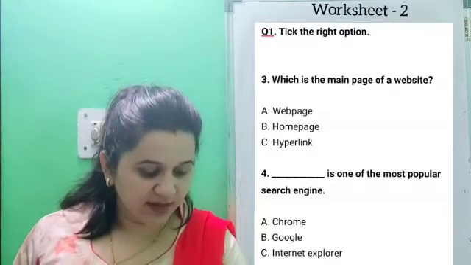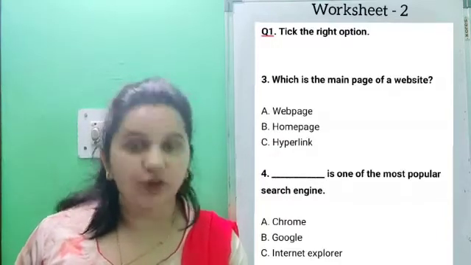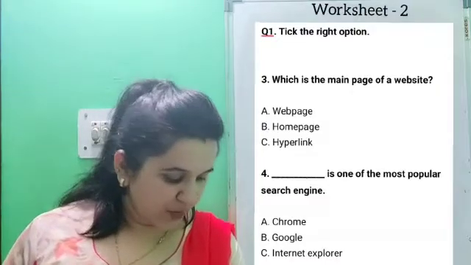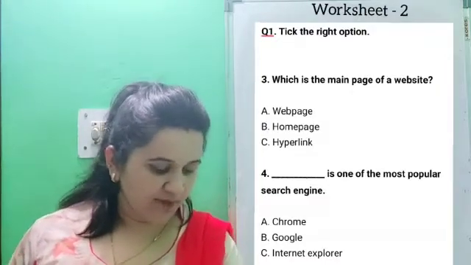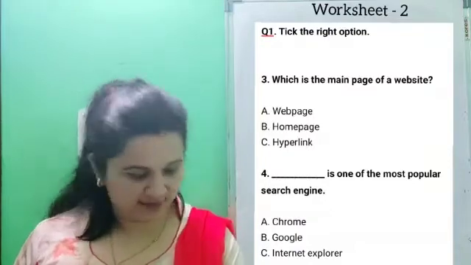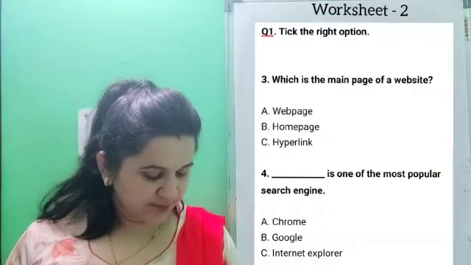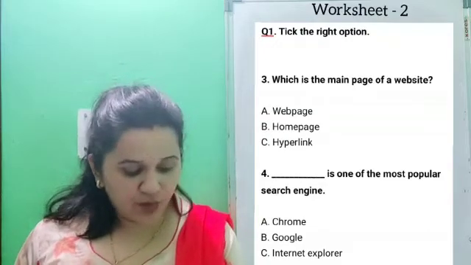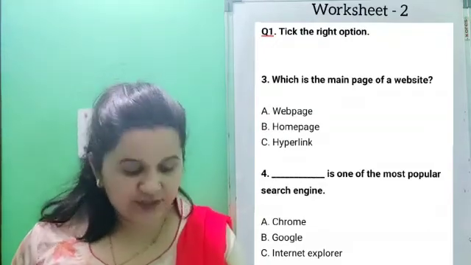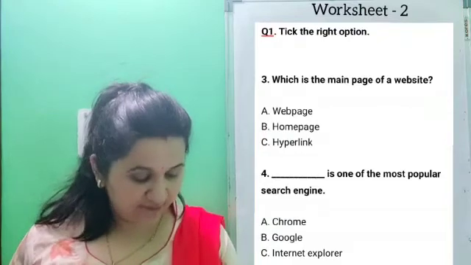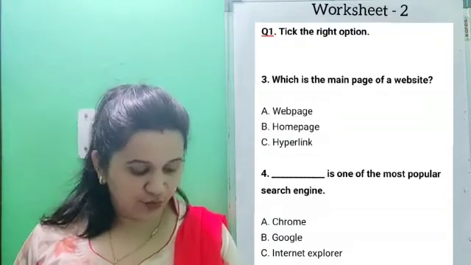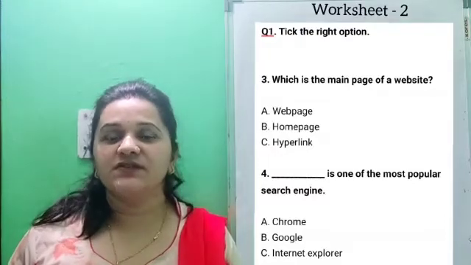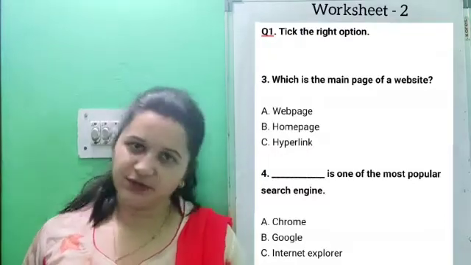Which is the main page of a website, or you can say the first page of the website? Options are A. web page, B. home page, C. hyperlink. Now, fourth one. Dash is one of the most popular search engines. Options are A. Chrome, B. Google, C. Internet Explorer. Whichever is the correct answer, just write it down directly in your notebook.